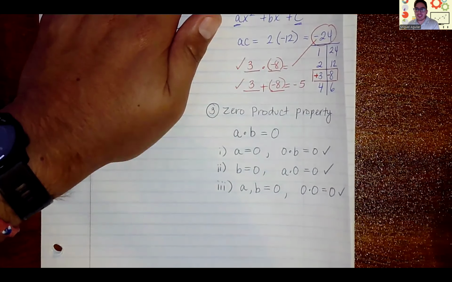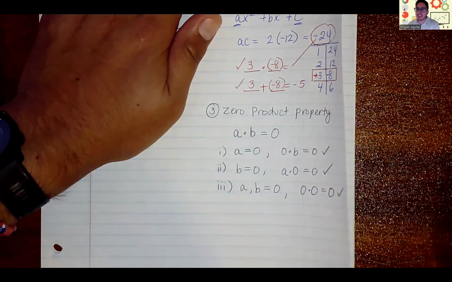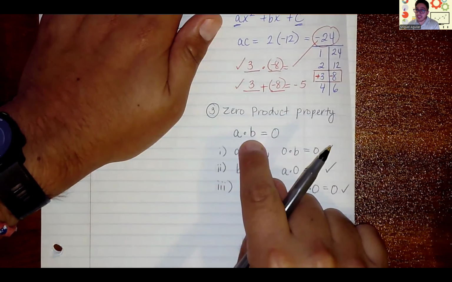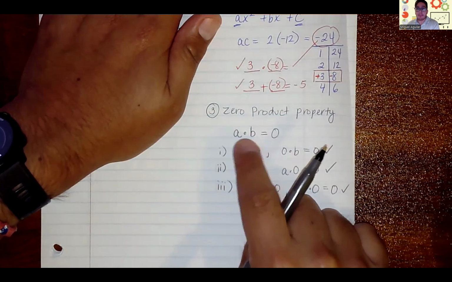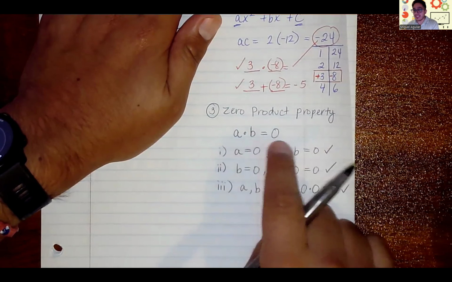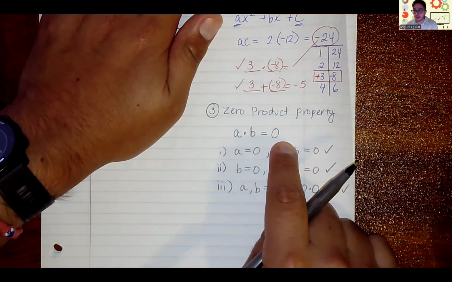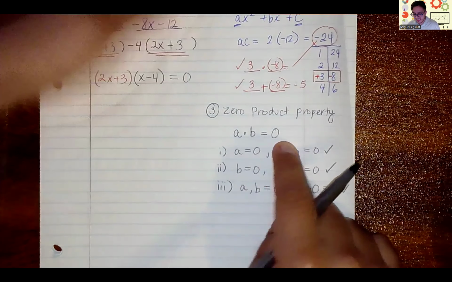Okay, so that's what the zero product property is saying. It's basically saying you have two things. They could be numbers or they could be algebraic expressions or polynomials. But if you multiply two things together and get zero, then one of those things or both are equal to zero. Okay. So let that sink in.